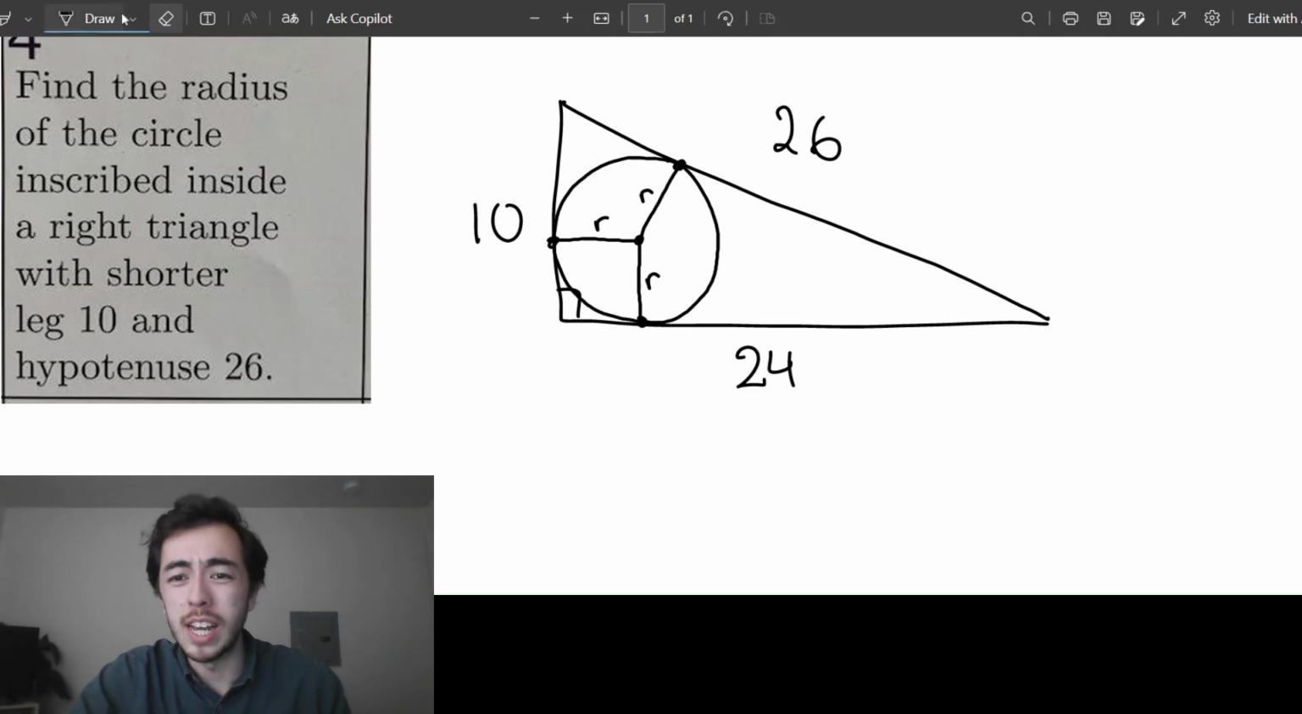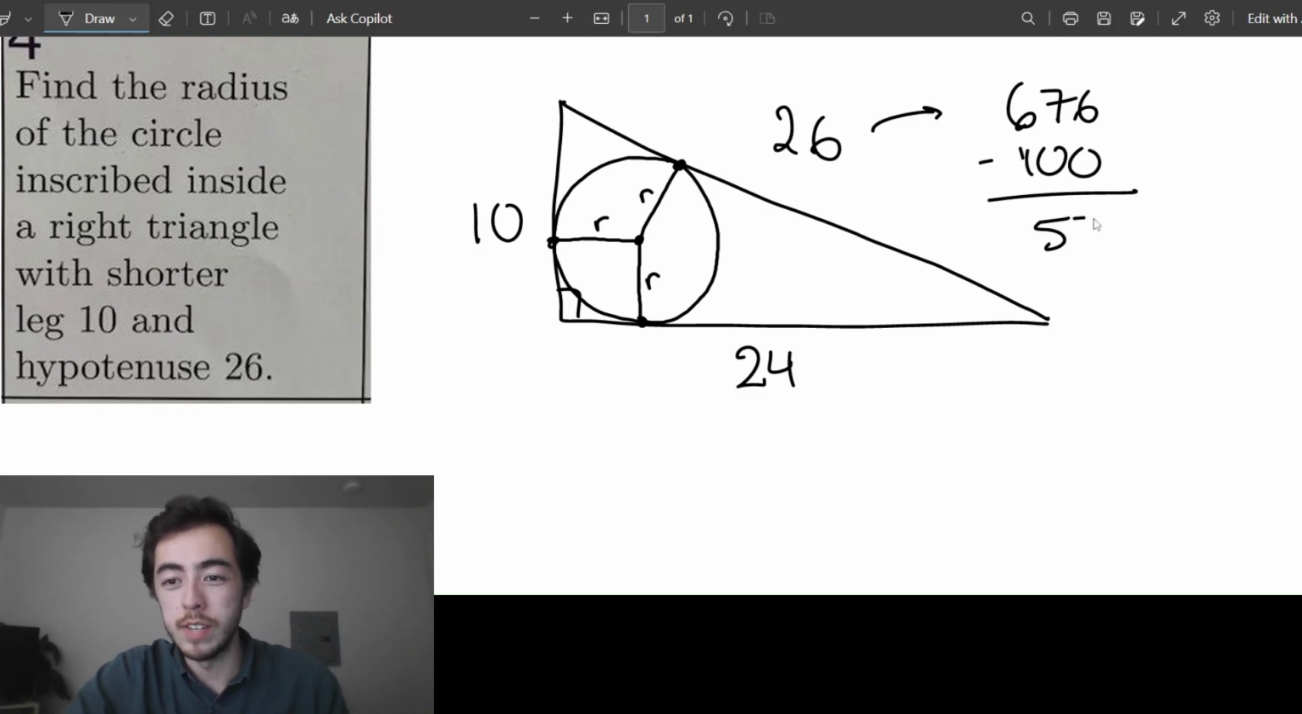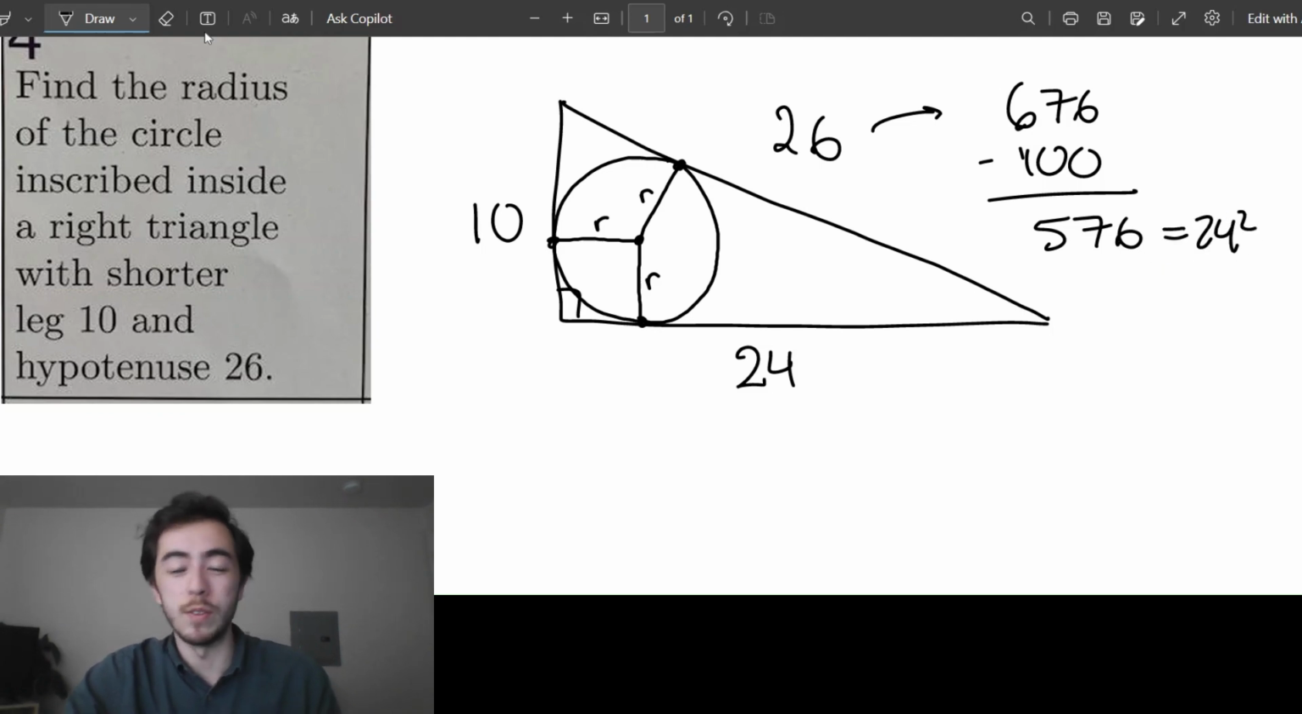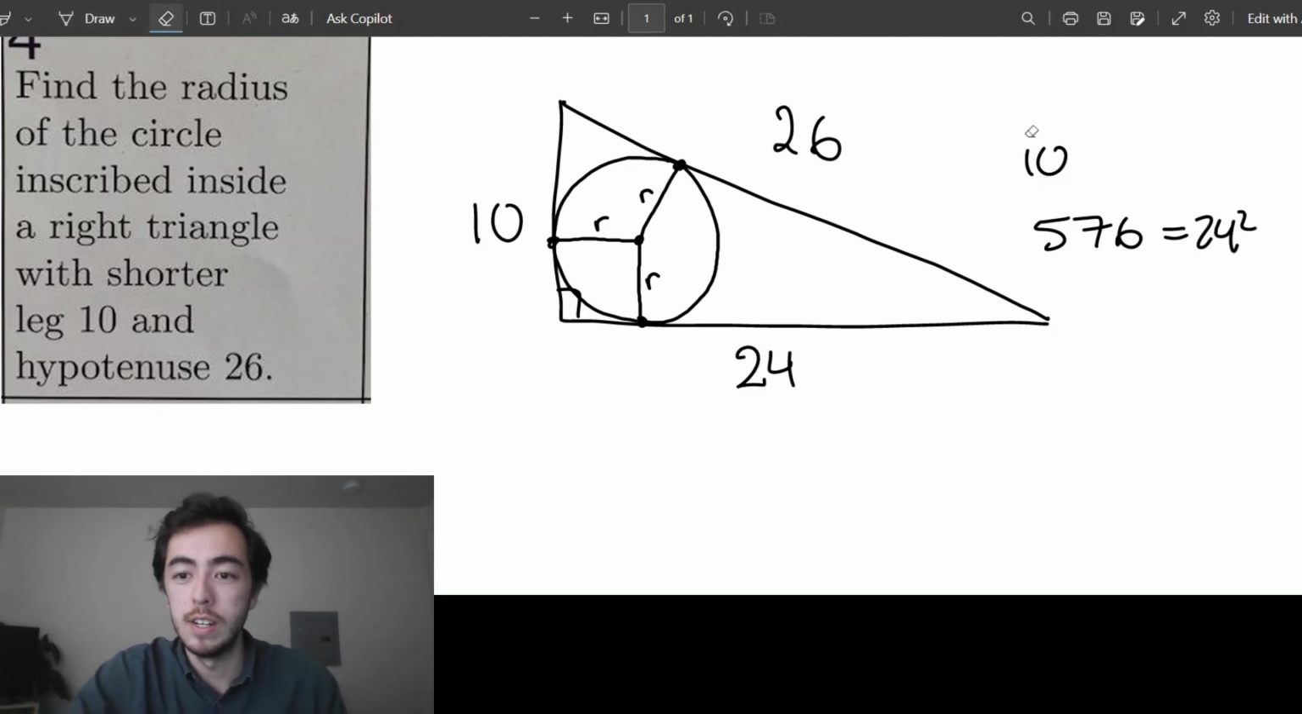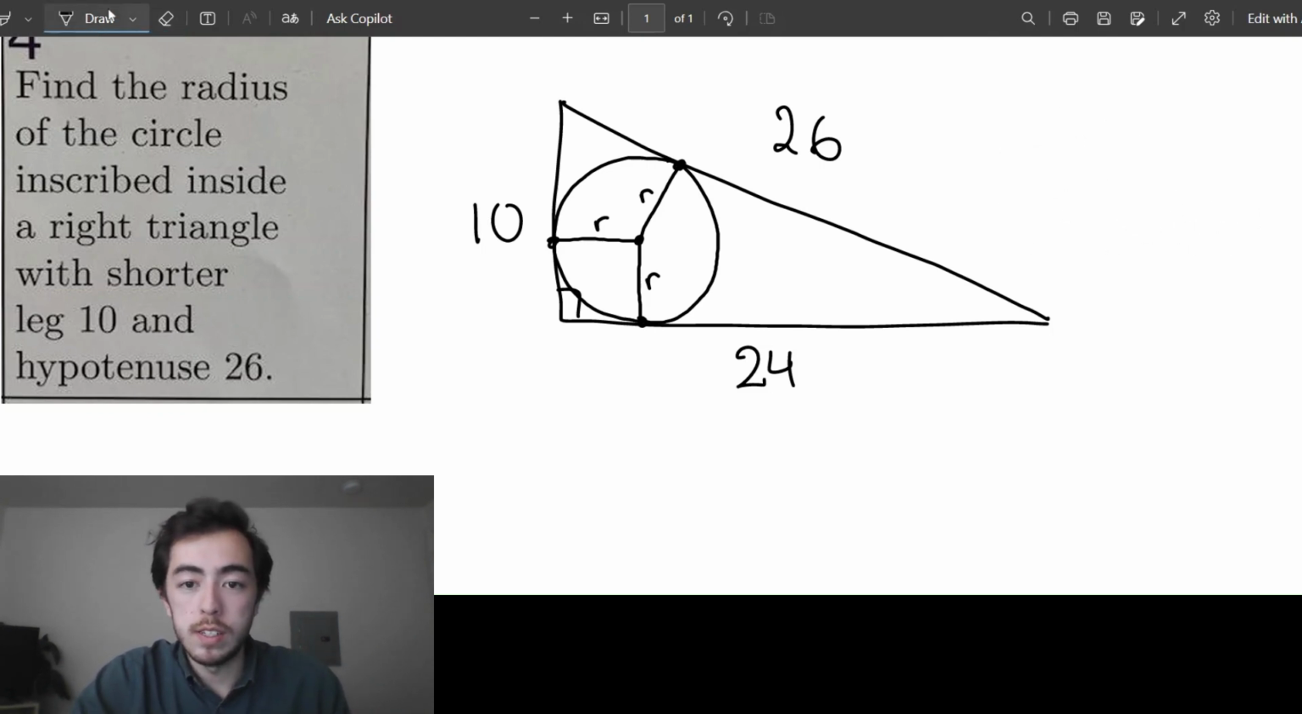I think we'd get 676 out of that one. We could subtract off the 100 for the 10 squared. That does get us 576, and I'm pretty sure this is 24 squared, if you wanted those quick calculations. All right. So somehow this is enough information to figure out what the radius is.